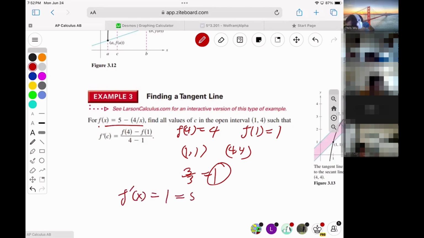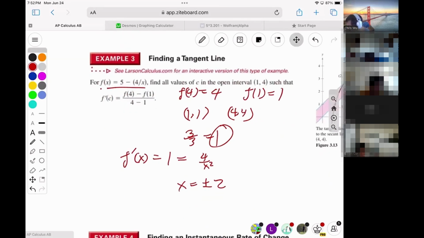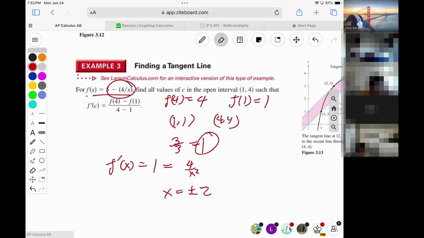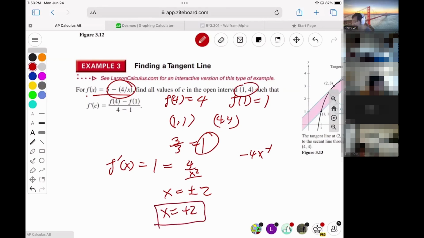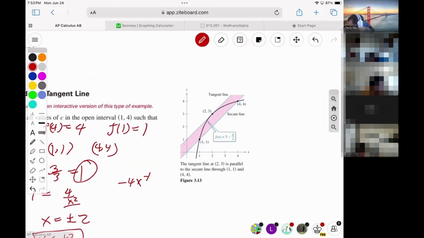So f prime equals 1, and f prime is plus 4 over x squared, right? So in this case, x equals plus or minus 2 for that to occur. Again, I took the derivative. The derivative of negative 4x to the negative 1 is positive 4x to the negative 2, like that. So x equals plus or minus 2. In this case, only x equals plus 2 is between 1 and 4, but that doesn't matter because I only need to guarantee one point is in there. That's it. So x equals plus 2 is a point c within this interval that satisfies the mean value theorem.